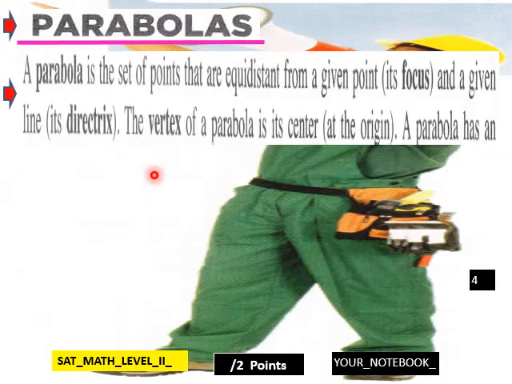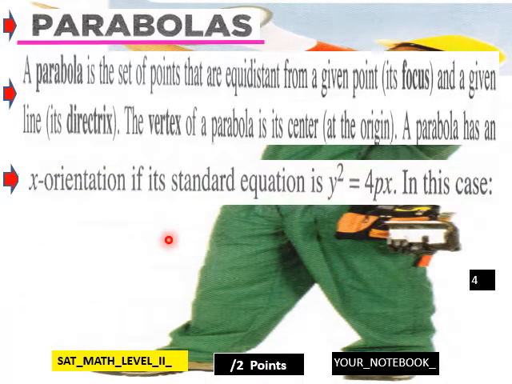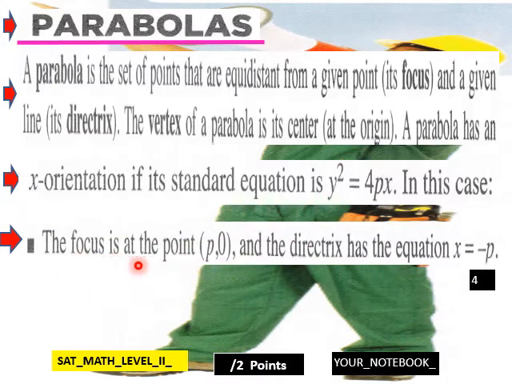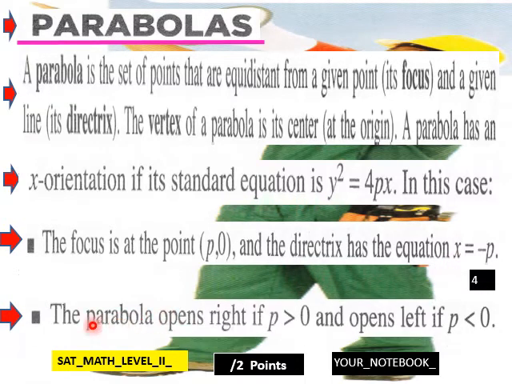And then parabolas. A parabola is a set of points that are equidistant from a given point, its focus, and a given line, its directrix. The vertex of a parabola is its center at the origin. A parabola has an x orientation if its standard equation is y squared equals 4px. In this case, the focus is at the point (p, 0) and the directrix has the equation x equals negative p. The parabola opens right if p is greater than 0 and opens left if p is less than 0.